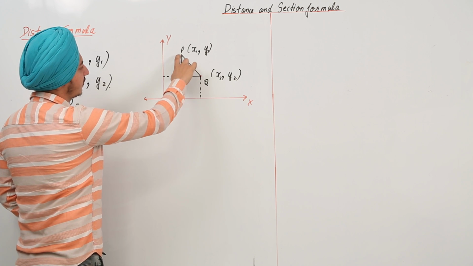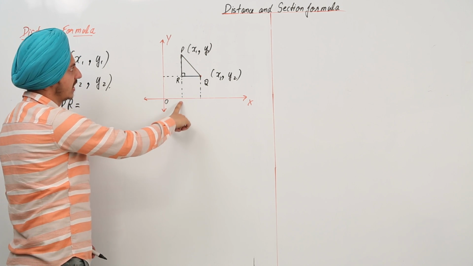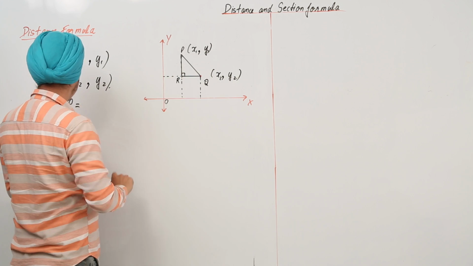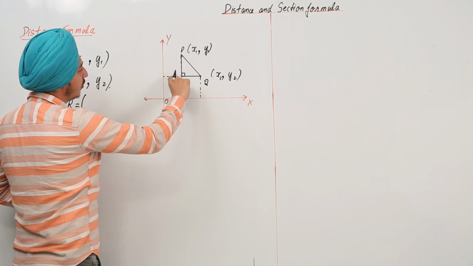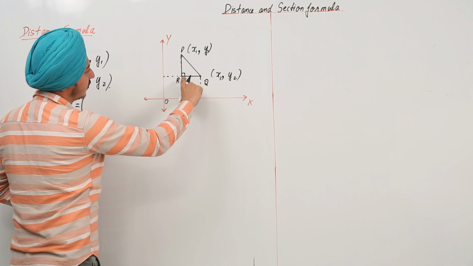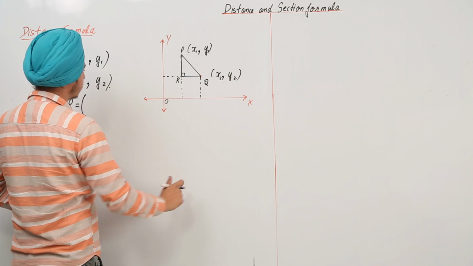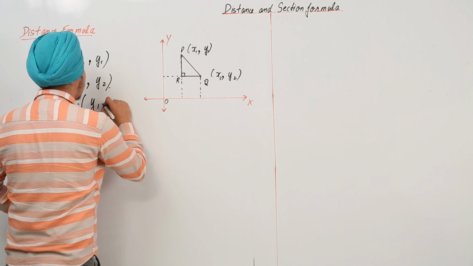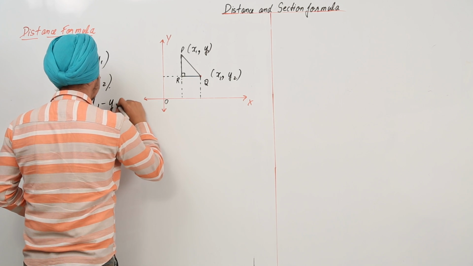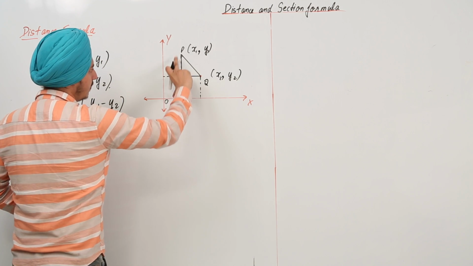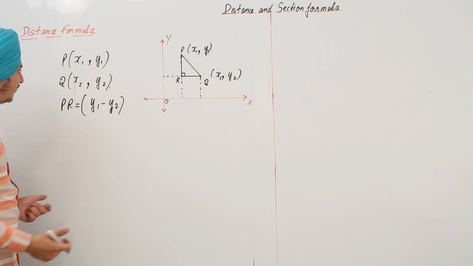This distance, starting from here till this coordinate, is y1, right? And tell me what this distance is. This distance, starting from R to here, is y2. So PR is y1 minus y2. Am I right? y1 minus y2. Simple enough.